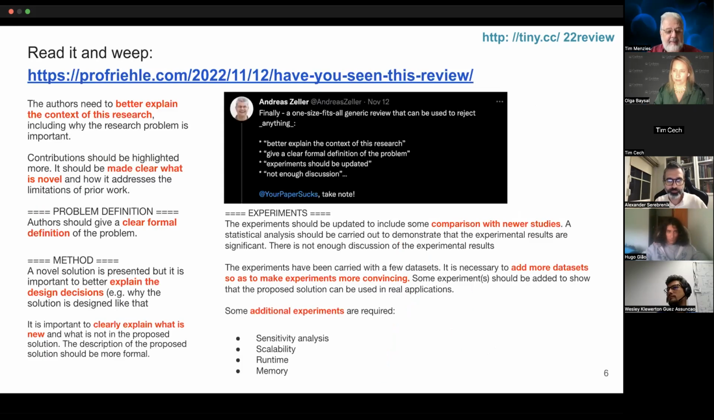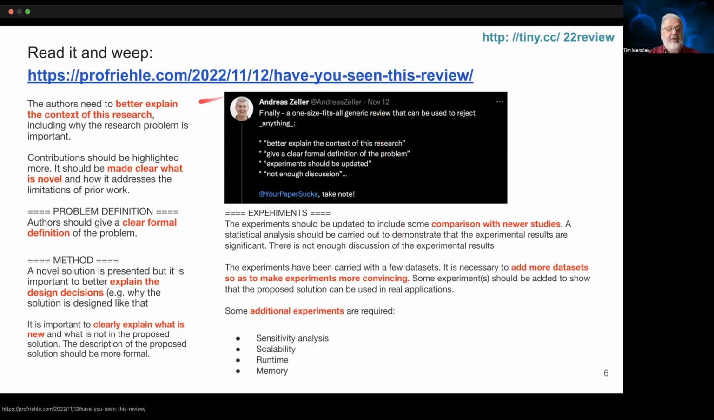Here is a review posted. Andreas Zeller put it up on Twitter. It is the most vacuous, uninformative, generic piece of bullshit I've ever read. This review could be written about 1,000 papers. It's almost like the reviewer never had to read the paper, just put it in a macro and spat it out in one go. So of course you need to explain better the context and make clear what's novel.